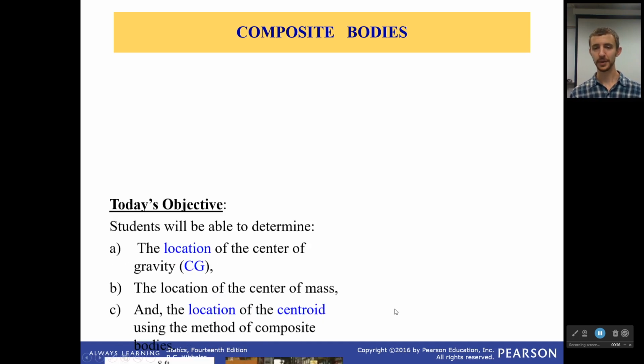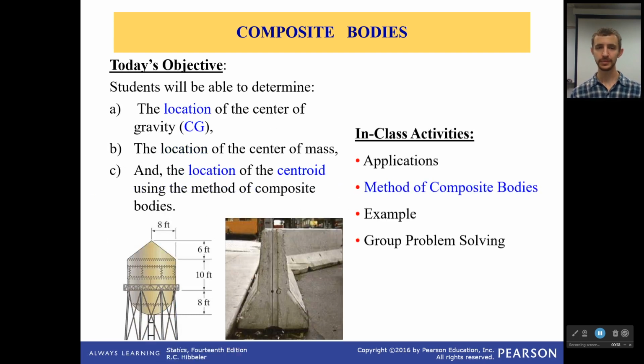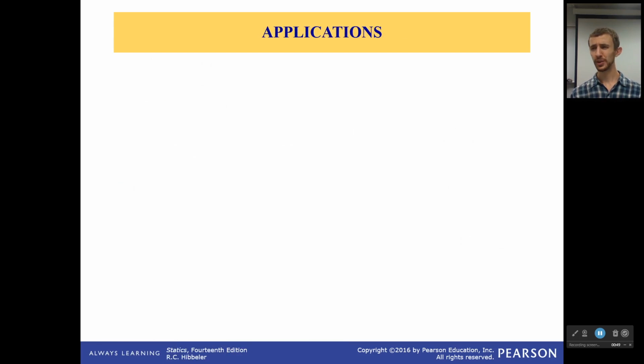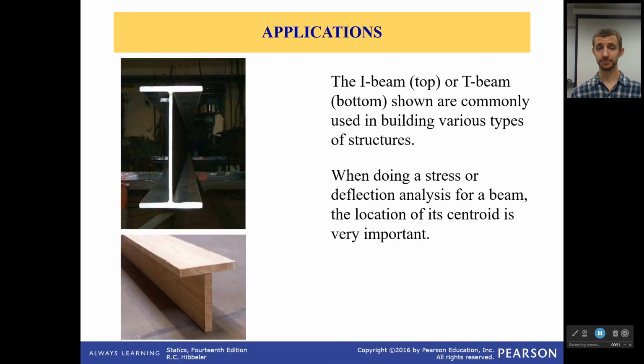Okay, so using this, we'll be able to find the centroid or center of mass or anything else you need to using composite bodies. So why do we need this? Well, what about this? I mean, there's no equation for that.